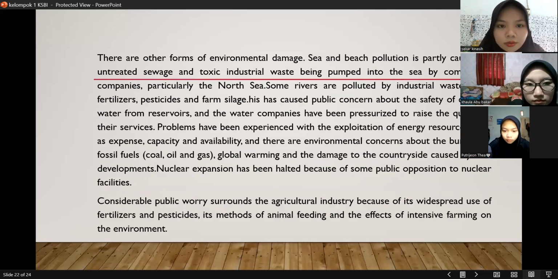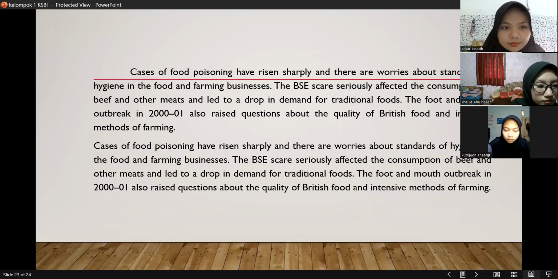There are other forms of environmental damage. Sea and beach pollution is partly caused by raw sewage and toxic industrial waste being pumped into the sea by shipping companies, particularly in the North Sea. Some rivers are polluted by industrial waste, toxic pesticides, and farm silage. This has caused public concern about the safety of drinking water from reservoirs, and the water companies have been pressured to raise the quality of their service.